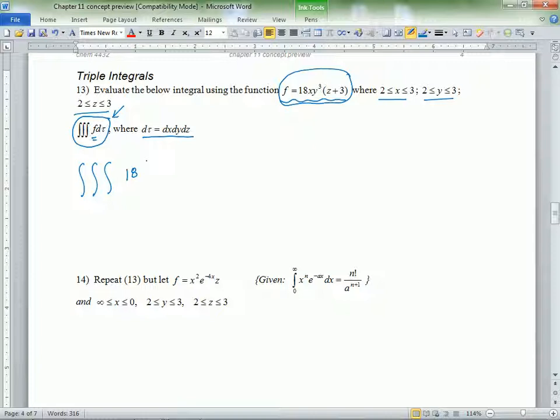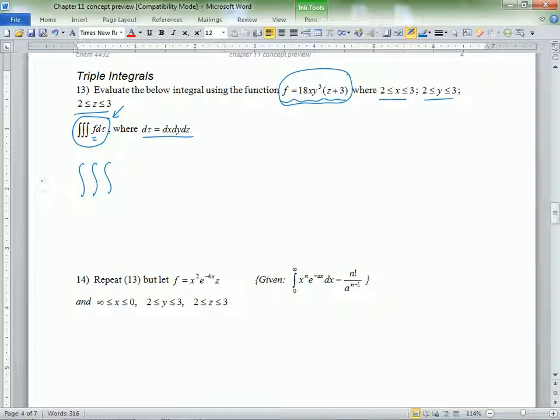Well, hey, why don't I help myself out a little bit first? Can 18 be pulled out of this integral? Yes. I'm not sure which integral is which right now, but I have an x, a y, and a z integral. 18 is not an x, y, or z. Just pull it all the way out.